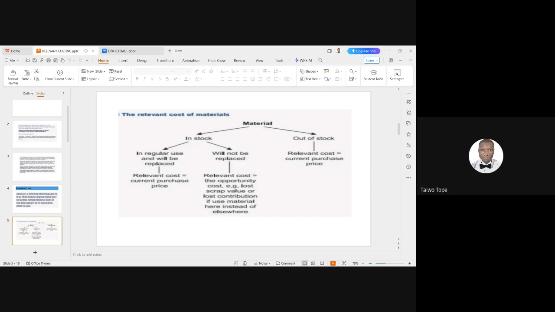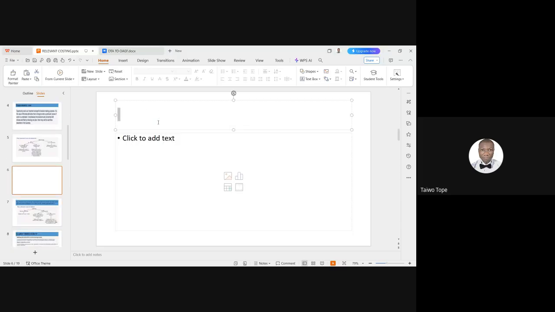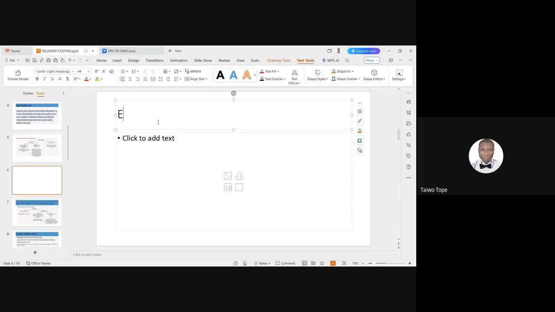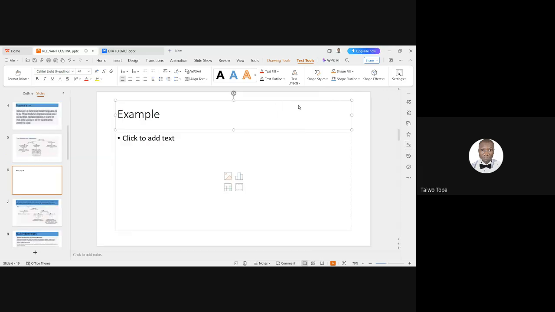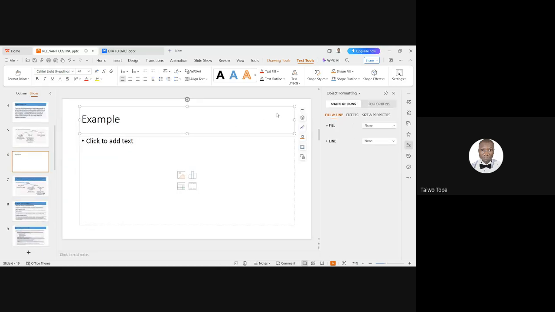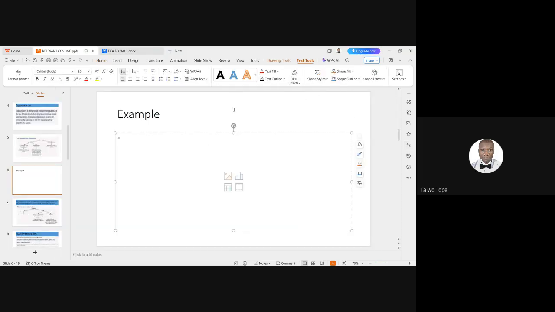I will present a question. Okay, let me just show a question. Let me come up with a simple question regarding this. You know, every question is simple. So please, in relation to material cost, take note of this in case you are writing.